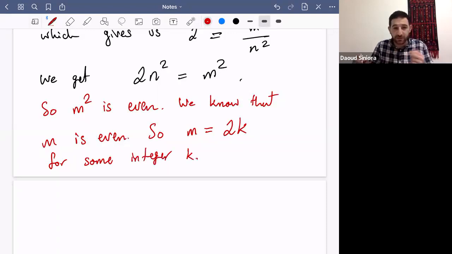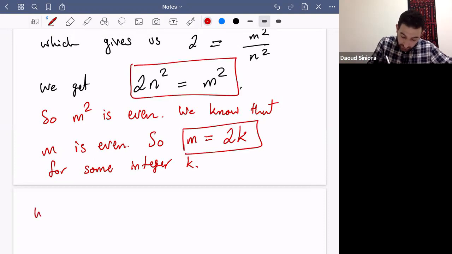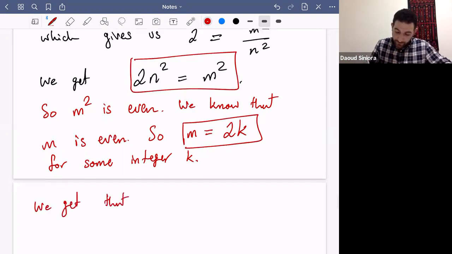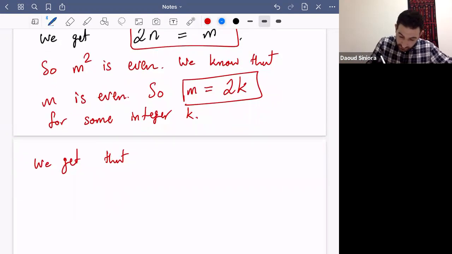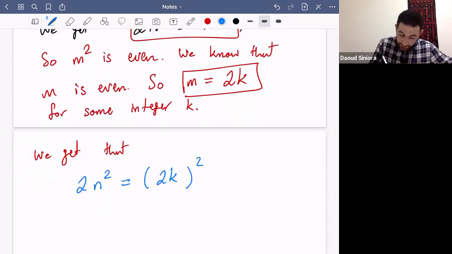Okay, this is by definition of even. Since we know m is even, this means that m is twice some integer. Now let's substitute m equal to 2k in this equation. So now we get, okay, 2n squared is equal to m squared, but m is 2k all squared.